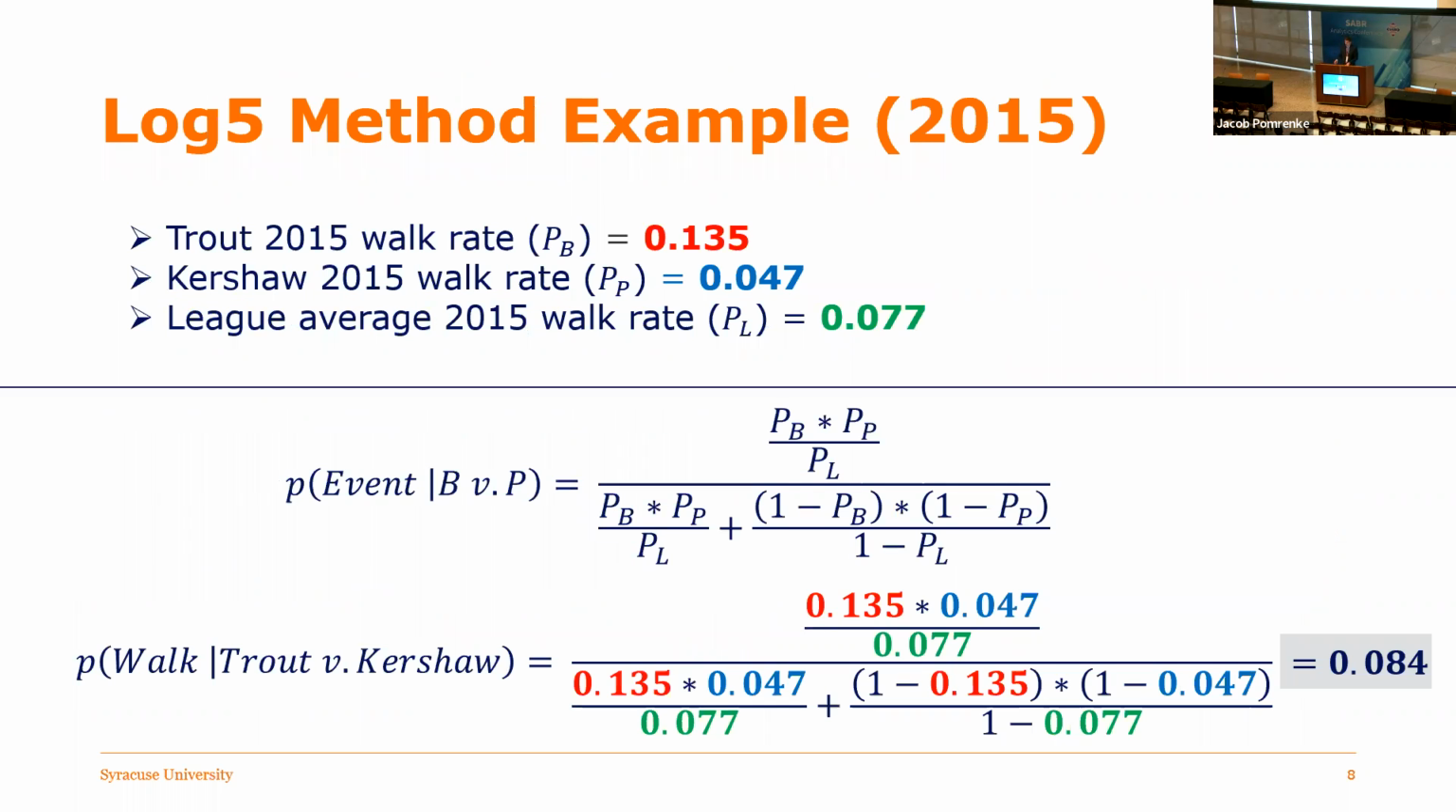To better understand the log 5 method, here's an example of Mike Trout facing off against Clayton Kershaw in a 2015 matchup. Trout's 2015 walk rate was about 14%. Kershaw's walk rate that year was about 5%, and the league average walk rate was about 8%. When we insert these into the formula, we get that the probability that Trout walks against Kershaw is about 8%. And this specific example, among others, is included in the walk probability model.